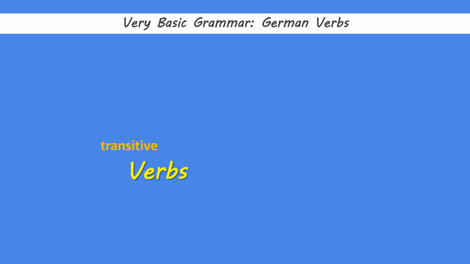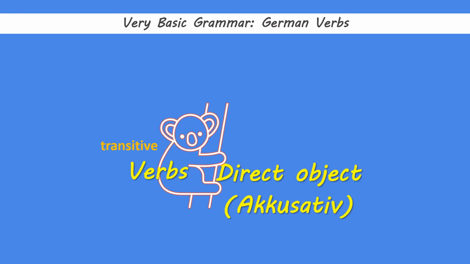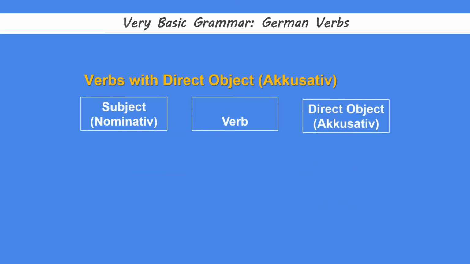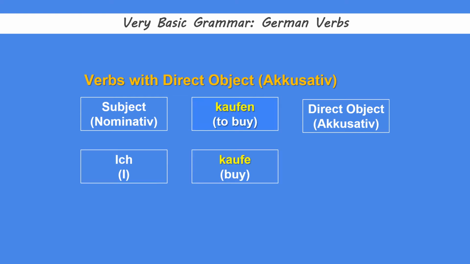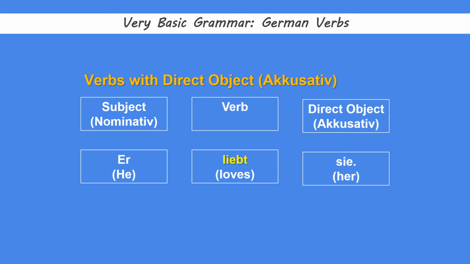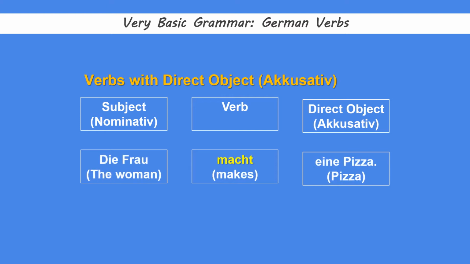Some verbs are transitive. It means that the verb requires a direct object to receive the action. Akkusativ. For example, kaufen, to buy. Ich kaufe. I buy. Cannot stand alone. What do I buy? It should have a direct object. Ich kaufe einen Tisch. Er liebt sie. Die Frau macht eine Pizza.